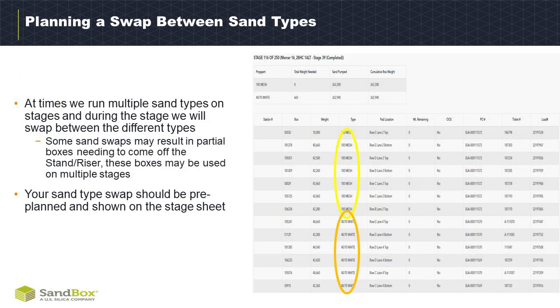Planning a swap between sand types. At times we run multiple sand types on stages, and during the stage we will swap between the different types. Some sand swaps may result in partial boxes needing to come off the stand or riser. These boxes may be used on multiple stages. Your sand type swap should be pre-planned and shown on the stage sheet. As you can see in the run order to the right, we will be swapping from 100 mesh to 40/70 after box 1, 0, 6, 2, 3, 4.